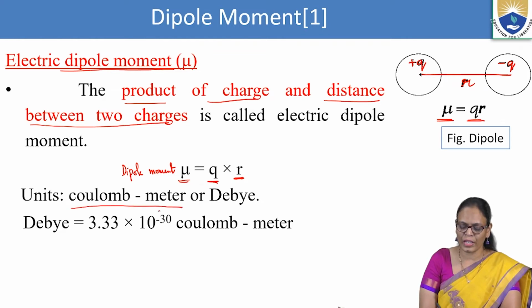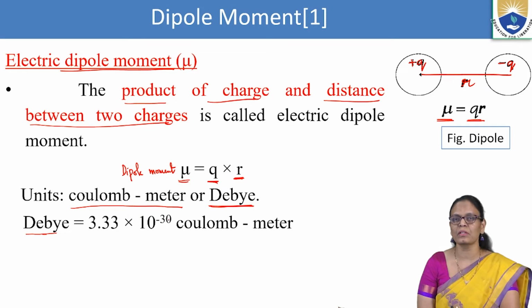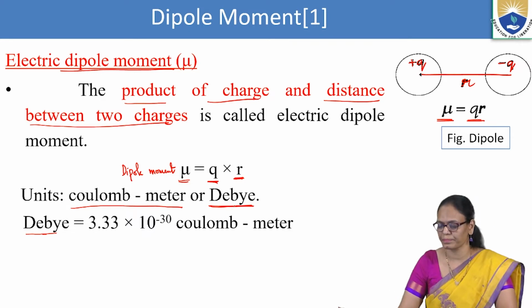Or we can also use the debye. In some books they use the unit debye. What is 1 debye equal to? 3.33 into 10 power minus 30 coulomb meters. So the smaller unit for coulomb meter, or the dipole moment, is the debye.